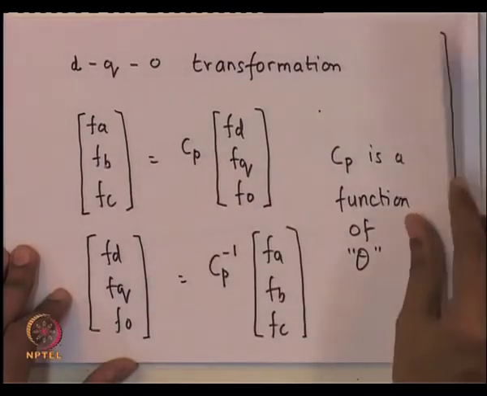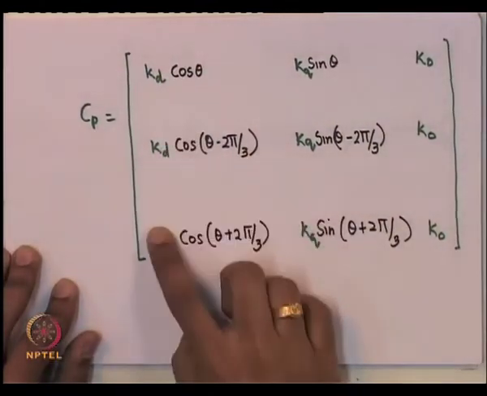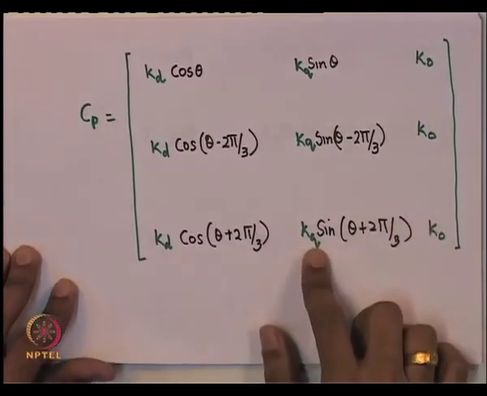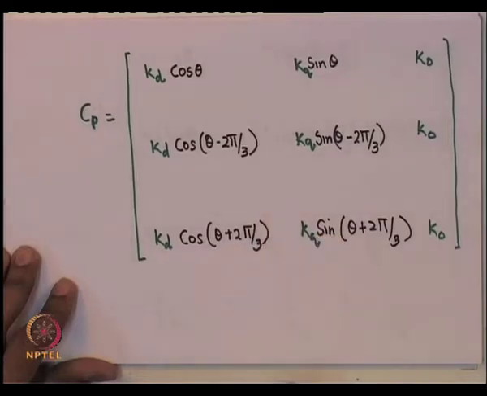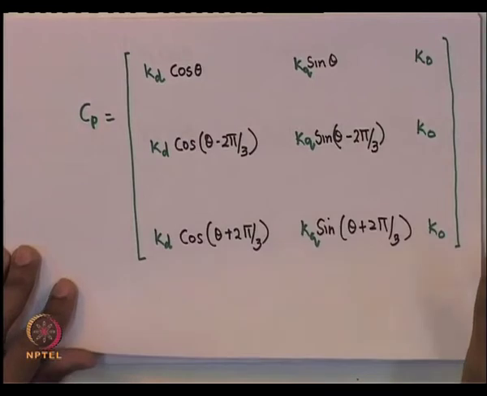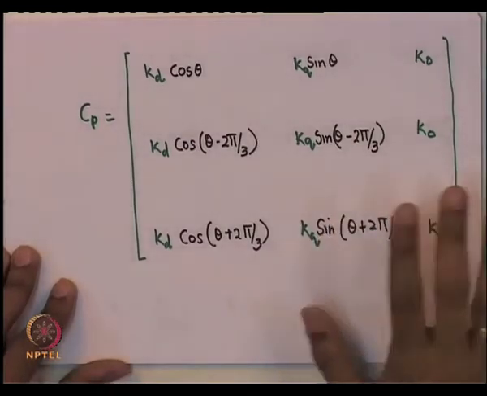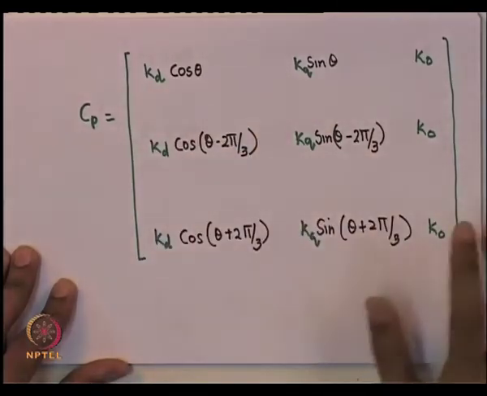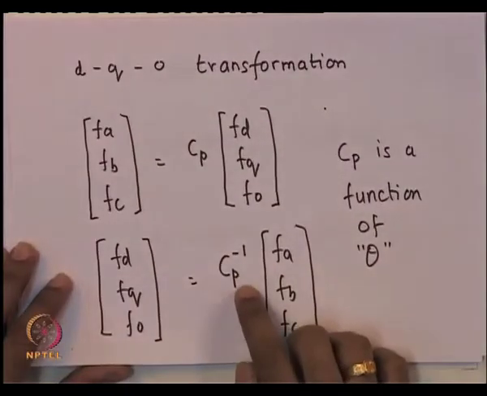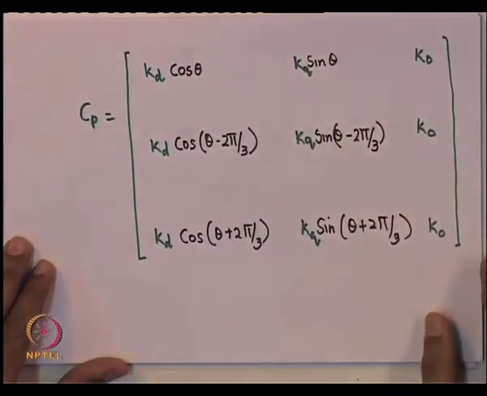So, that is the basic idea of the transformation. Now, C p of course is this. These k d, k q and k 0 are non-zero constants, which are used in the transformation. The reason why I have not put any numerical value onto k d, k q and k 0 is that it is not essential. The values of k d, k q and k 0 can be arbitrary, but non-zero. If there is a 0, of course, you will not get C p inverse. C p inverse will not exist. So, k d, k q, k 0 are in fact non-zero constants.